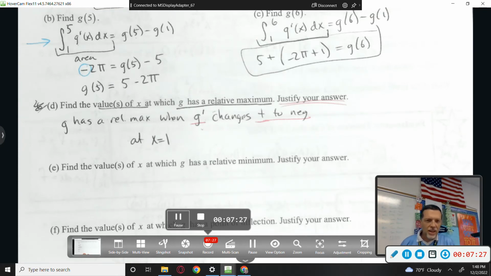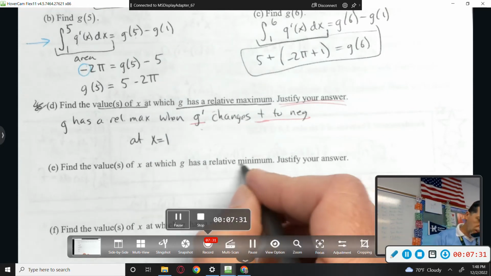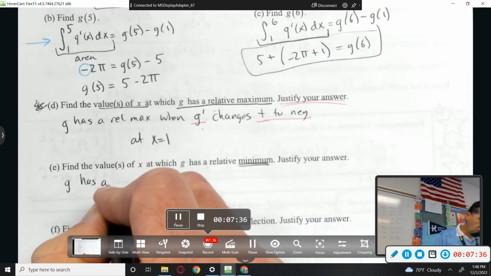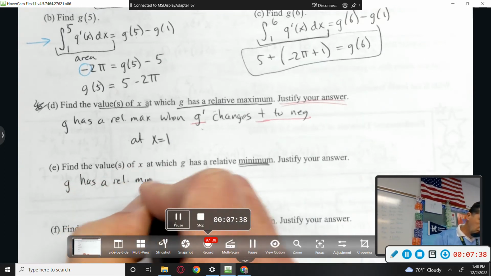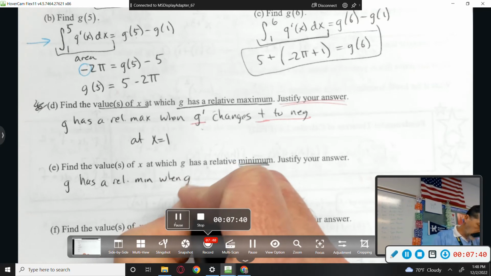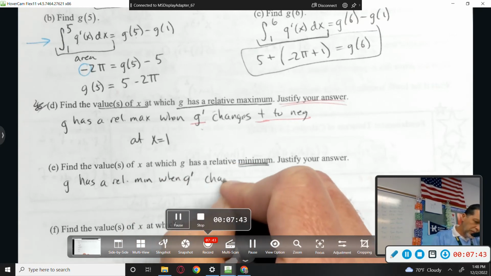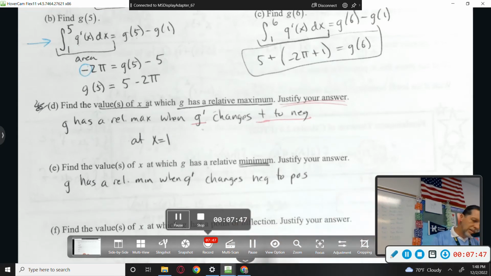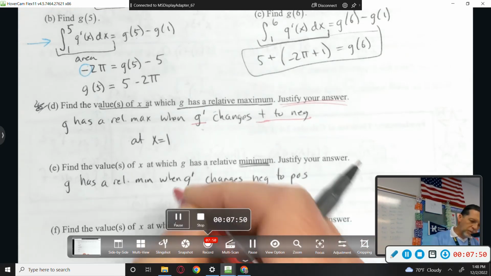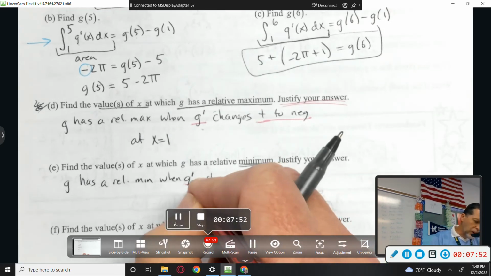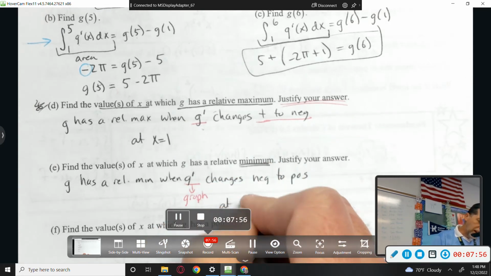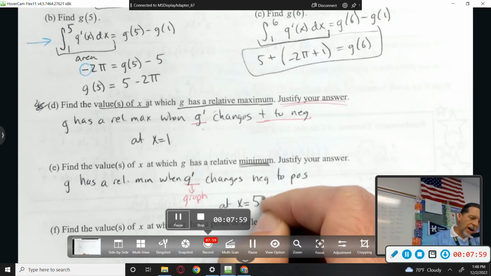Part E is almost the same thing. Relative minimum. G has a relative minimum when G prime changes negative to positive. I have the graph of G prime. So that happens at x equals 5.